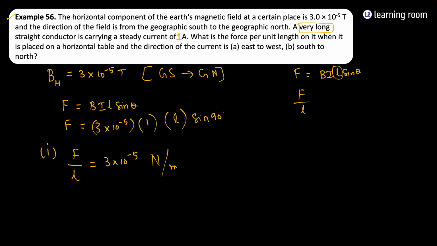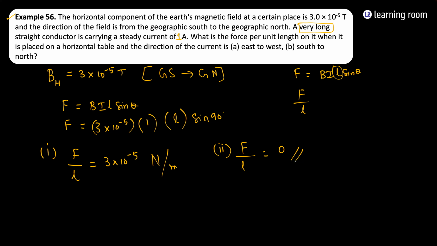So what about the second part? What is going to be the force experienced, force per unit length of this conductor, when the current itself is flowing from south to north? Cosine 0 will come, answer is 0.